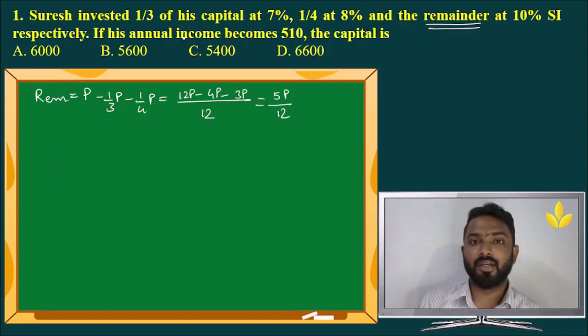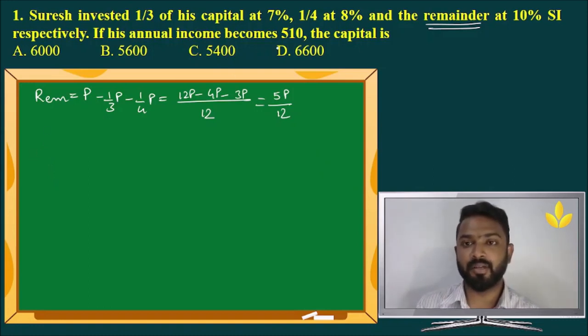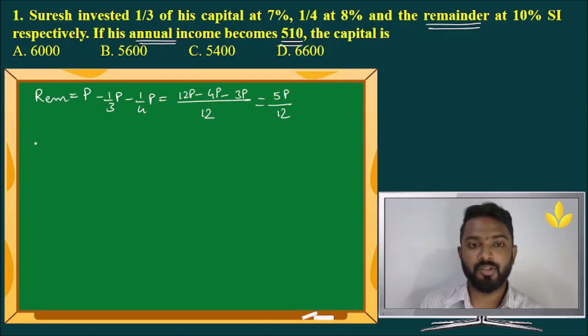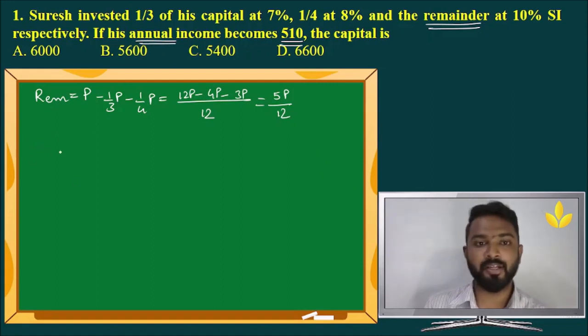So, let's find the total interest according to the formula, because the final interest is 510. And in how many years? 1 year, because they have told annual. So, let's use PTR by 100, PTR by 100, PTR by 100.